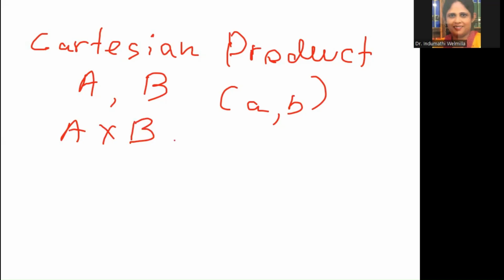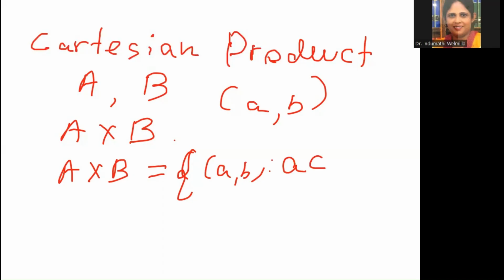So we can represent it in set builder form. We already know how to do the set builder form. A multiplied by B equals the set of (a, b), where a is an object of A and b is an object of set B, right?